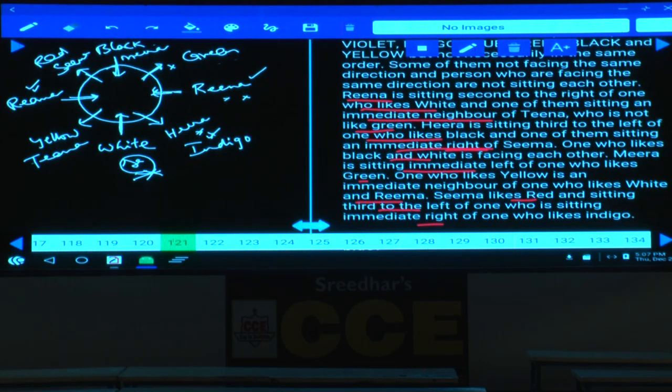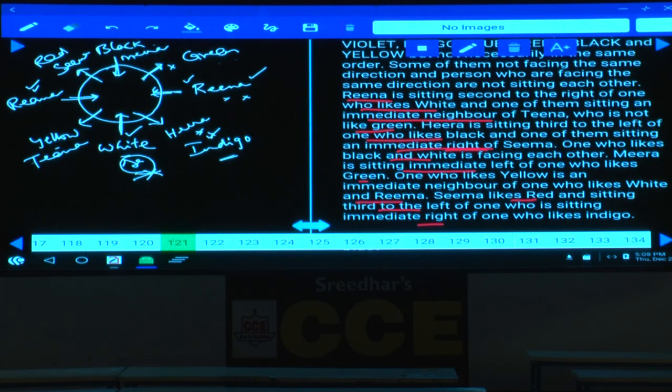Now this Seema is seated third to the left of the one who is seated to the immediate right of indigo. Now this Seema is third to the left of this either white or Reema. Reema is not possible because Reema is facing towards the center, that person will be third to the right. Third to the left means this person must like white color. If this person likes white color, this white color person is seated to the immediate right of the person who likes indigo. Indigo done, white done, and yellow, red, black, green were done.